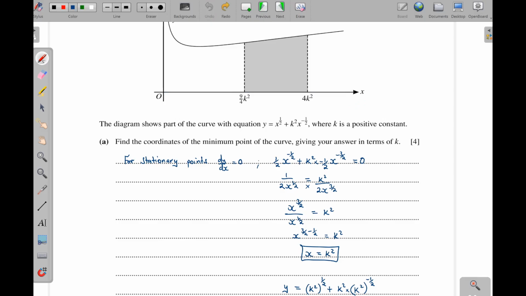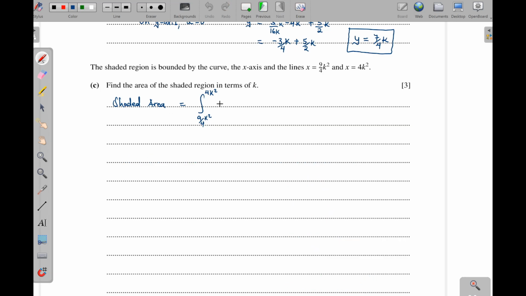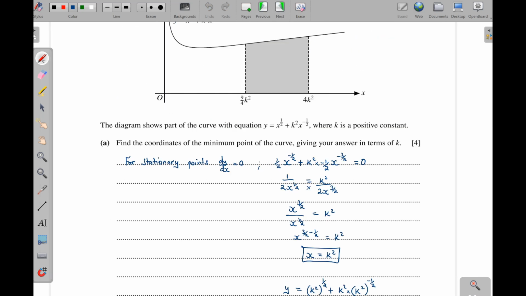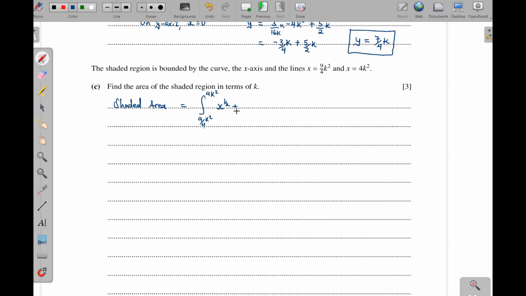Now, what do we have? This is x power half, then k squared, then x power negative half, and then with respect to x. So when you're integrating, take away the integral sign. So I'll create the square brackets, increase the power by 1, it becomes 3 over 2, divide by the new power. Then you also do the same here.